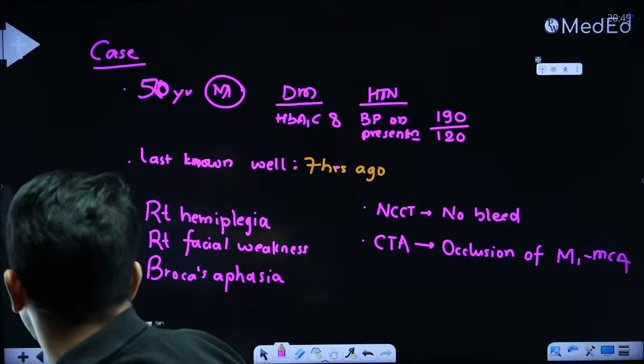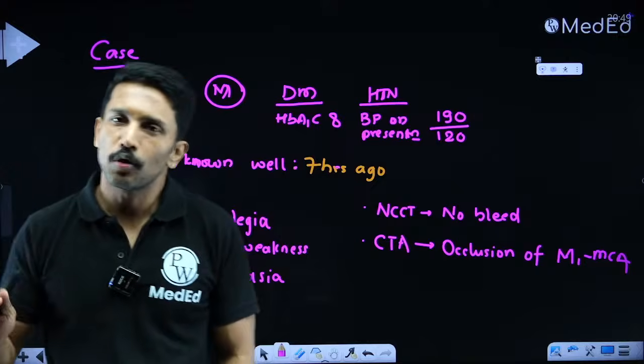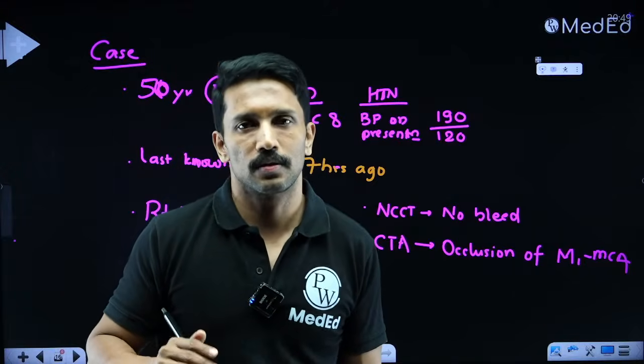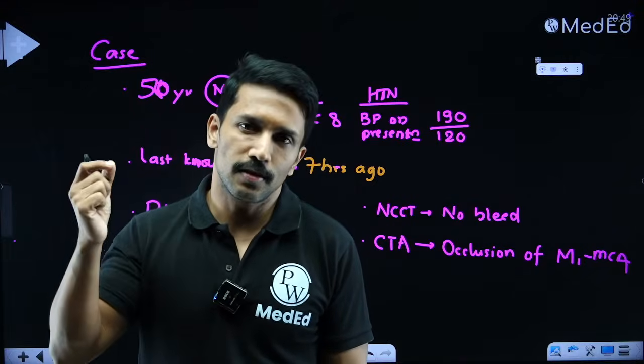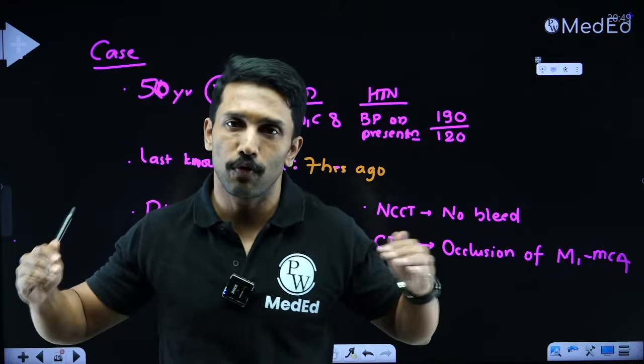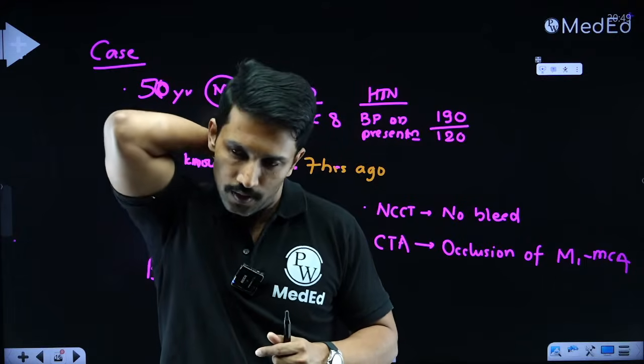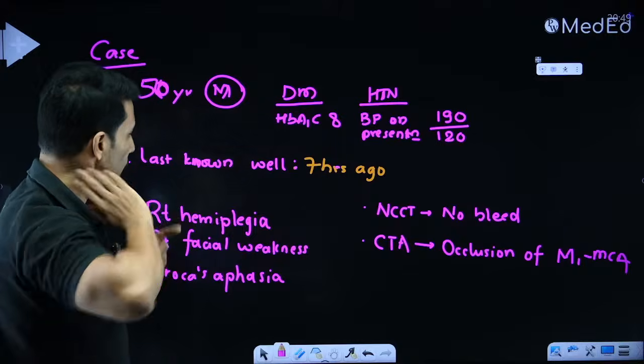What I can do for this patient now? Now for thrombolysis, the window period is extended to 9 hours. EVT window period is extended to 24 hours. That's what I told you, right? In the algorithm, up to 9 hours you can take for thrombolysis. EVT can be done up to 24 hours. Okay. So now what is the next thing?